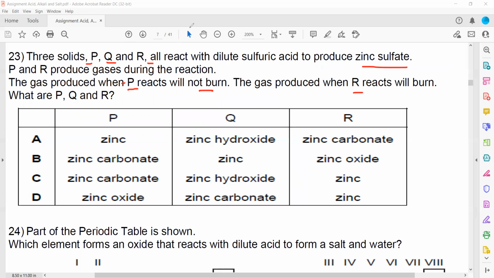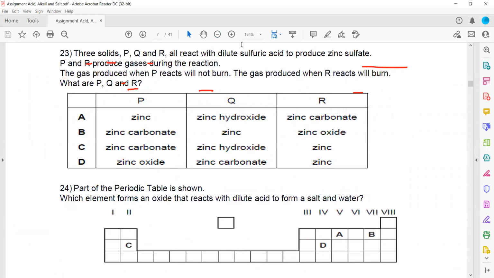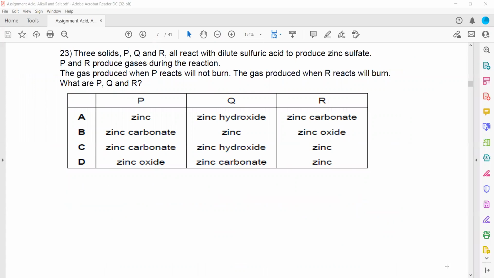So first thing: P is reacting with acid, Q is reacting with acid and R is reacting with acid. What does it give? It gives zinc sulfate. It means that if something reacts with sulfuric acid, it will form a sulfate, and the metal present here is zinc. So P plus sulfuric acid, H2SO4. They mention here that P and R are giving the gas. So P reacts with sulfuric acid to give a gas.